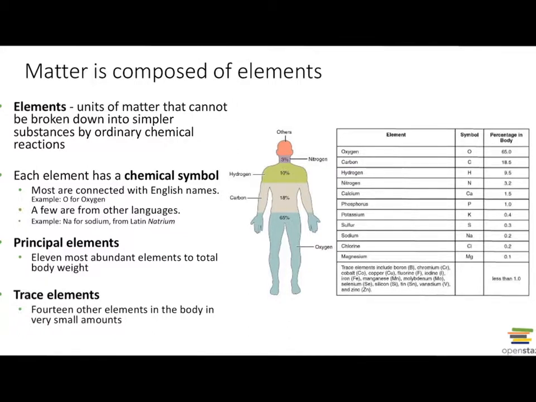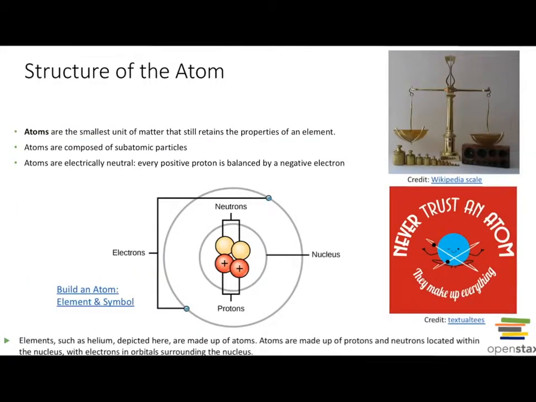Out of the elements, the living things on this planet are going to have some common elements, such as hydrogen, carbon, oxygen, and nitrogen. These four are the most common elements in living things. Out of those four, we have four of 11 called principal elements in the human body, for example. Elements that we don't use a whole lot, but still need in the body, are called trace elements. So atoms are going to be the smallest unit of matter that retains the properties of an element, the things that make the element what it is.